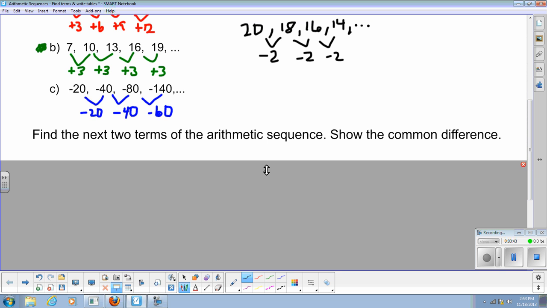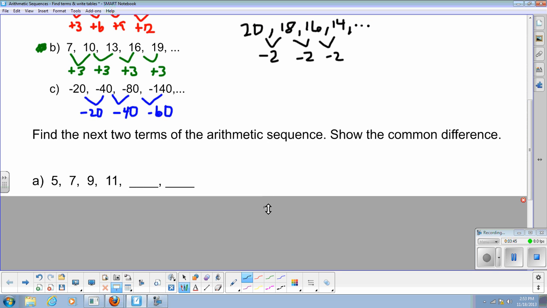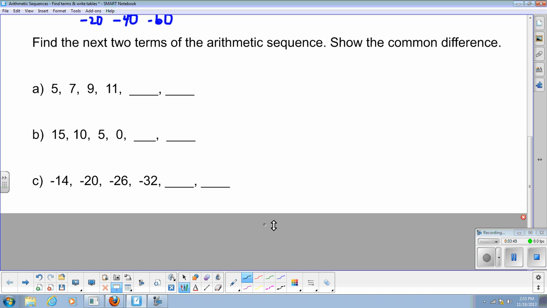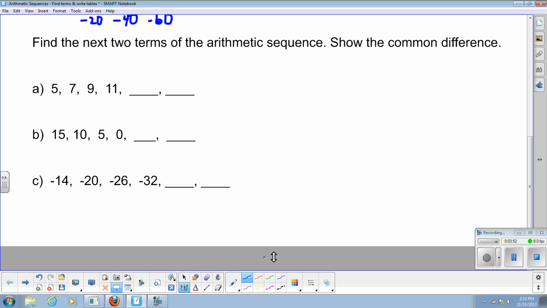All right, now that we know what an arithmetic sequence is, let's take a look at how we can find the next terms in a sequence. As you were doing the other day with your first sequence activity, but all the patterns were different. The nice thing about arithmetic again is it's always the same amount that we're adding or subtracting.